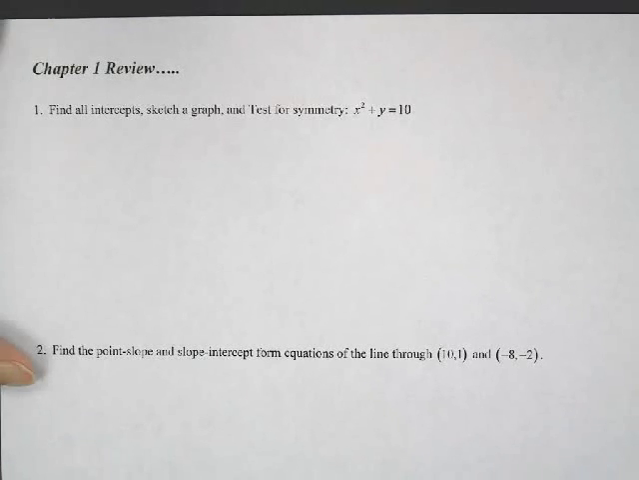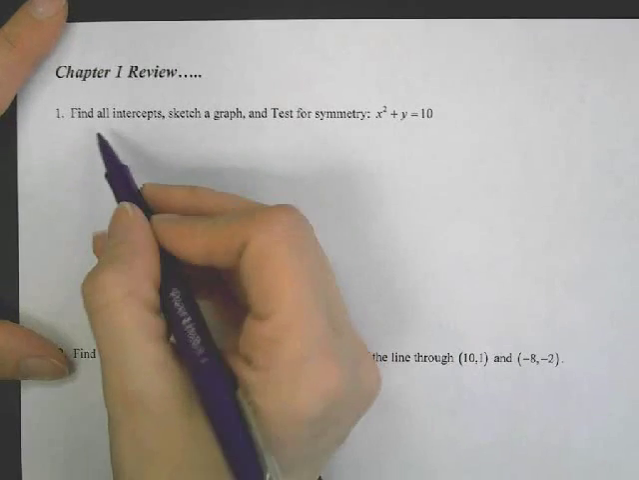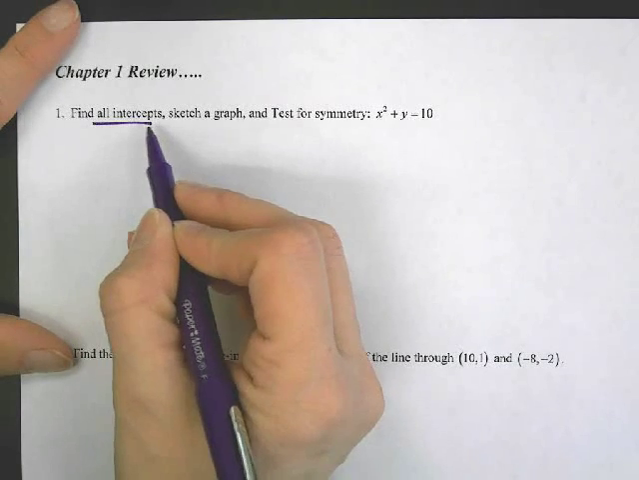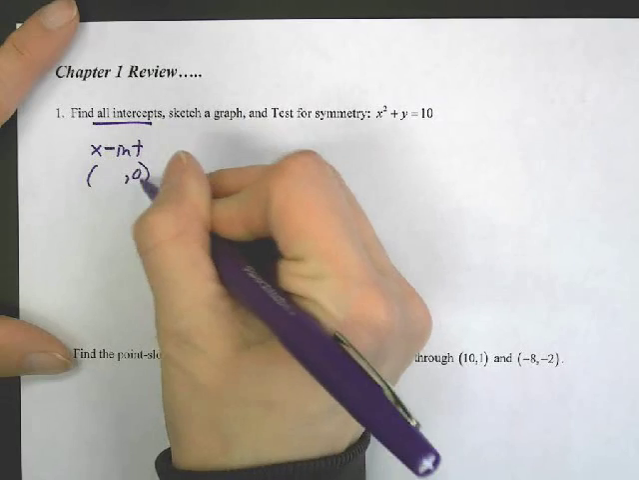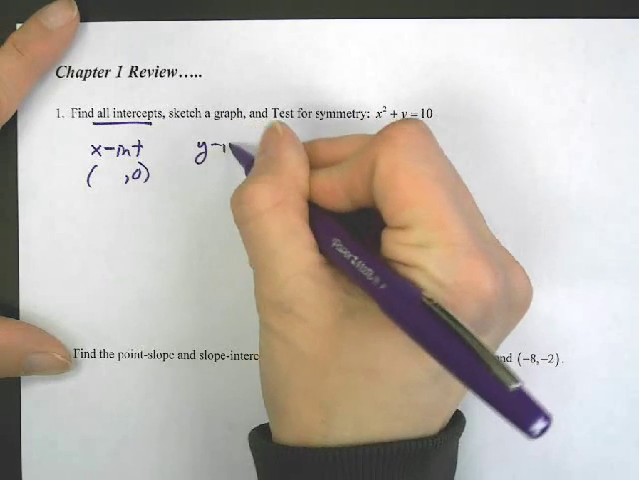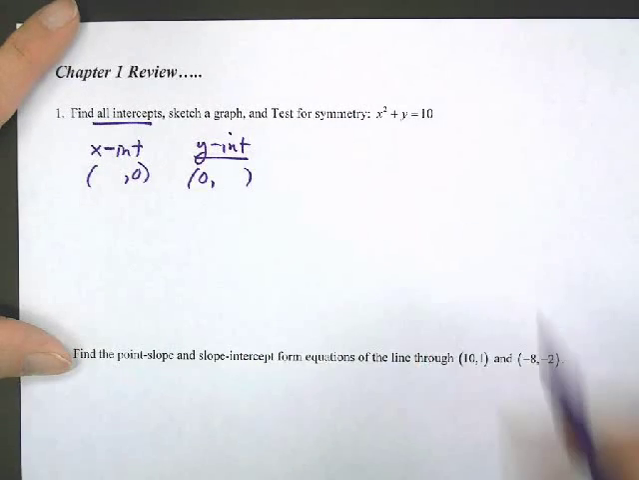So here's a quick little recap of what we learned way back when I first met you in Chapter 1. Okay? Some of the things that we discussed were how to find intercepts. So to find an x-intercept, you're going to let the y be 0. To find a y-intercept, you should let the x be 0. True for all kinds of equations.